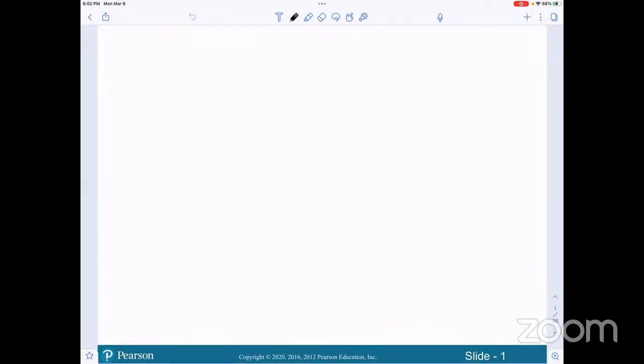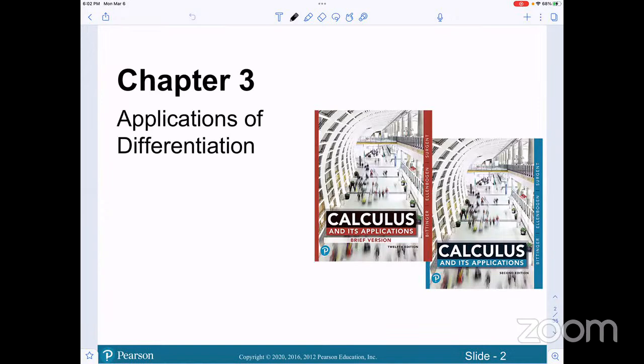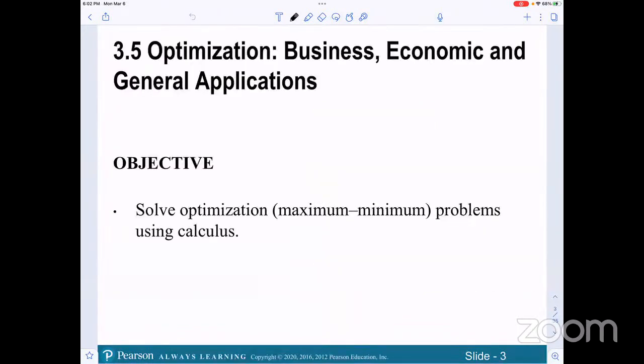Okay, so we're continuing chapter 3 with applications of differentiation. Today we're going to be working on section 3.5, optimization: business, economics, and general applications. The objective here is to solve optimization problems, which are basically maximum-minimum problems, using calculus.